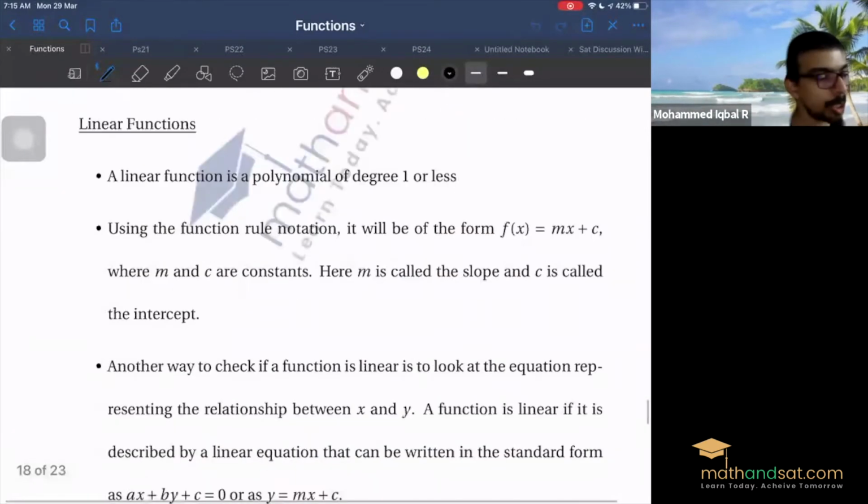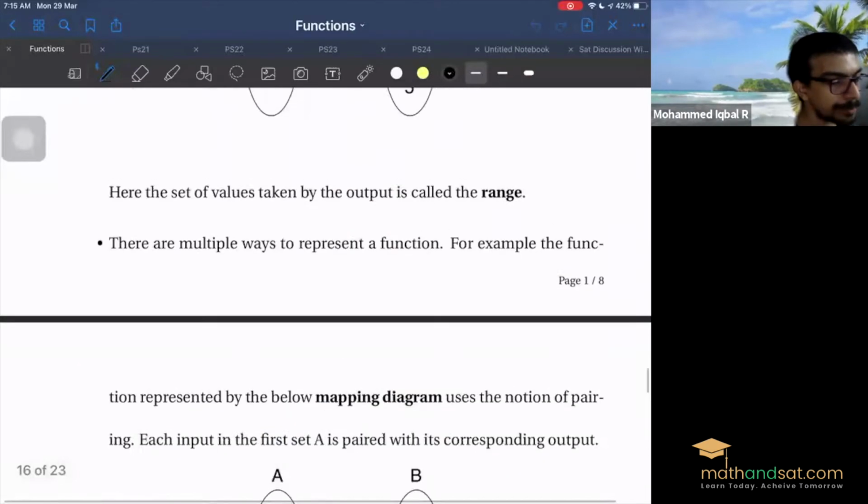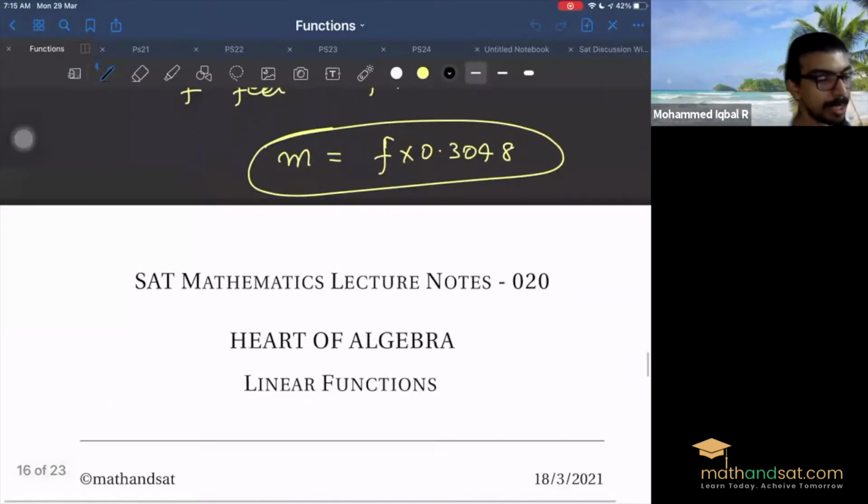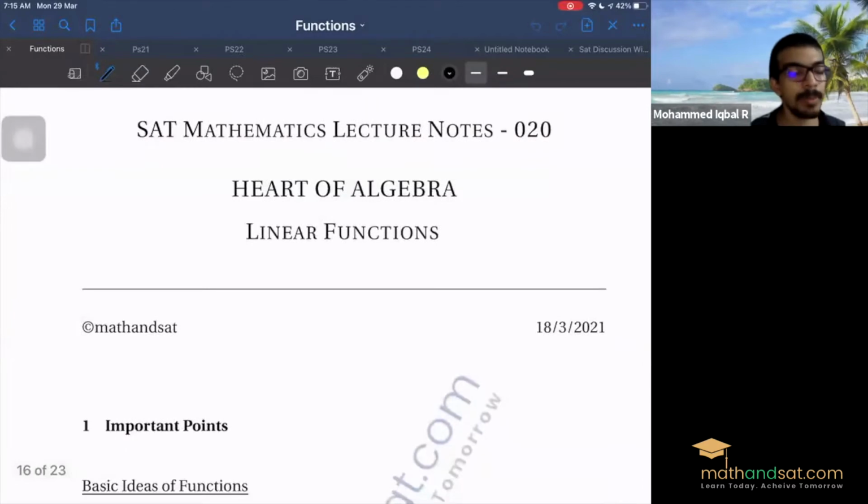We are on problem sheet number 20. I request everyone to take problem sheet number 20. Problem sheet number 20, can you take problem sheet number 20?